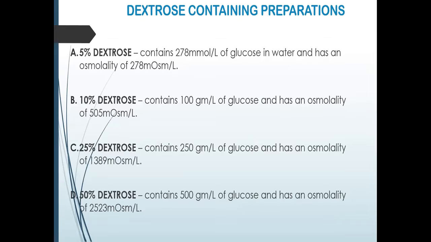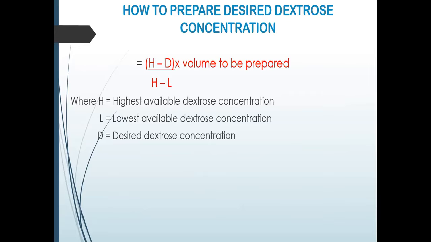If we need any dextrose concentration other than these formulations, we have to prepare it by mixing two dextrose concentrations. How to prepare the desired dextrose concentration? We have this formula: (H minus D) divided by (H minus L) multiplied by the volume that has to be prepared, where H is the highest available dextrose concentration, L is the lowest available dextrose concentration, and D is the desired dextrose concentration.